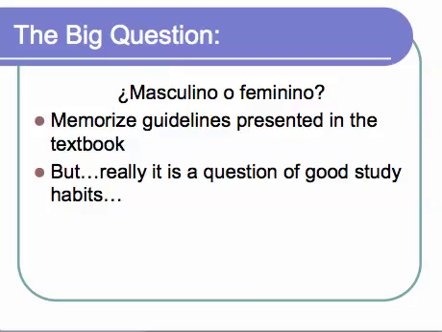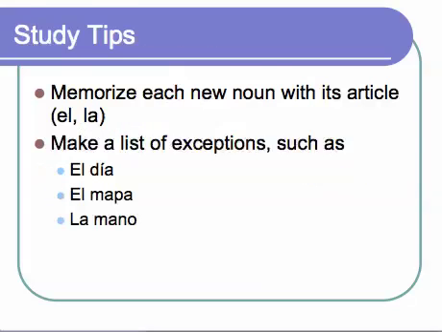But of course, there are exceptions to those guidelines. Words that end in o, or, ma, or es are often masculine, and words that end in a, ora, sión, or dad are often feminine. But of course, as I said, there are exceptions. So you will see that even though these guidelines are helpful, you will also need to simply memorize whether a word is masculine or feminine. So really, it's a question of good study habits.